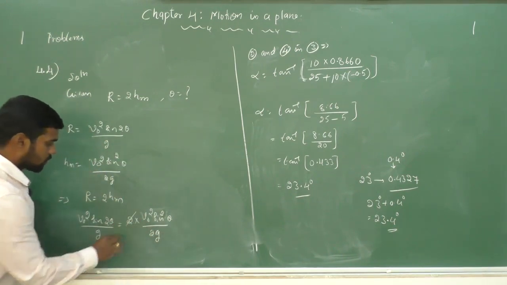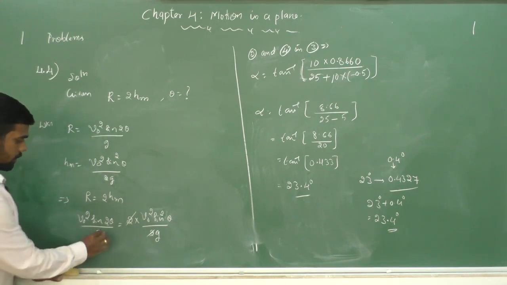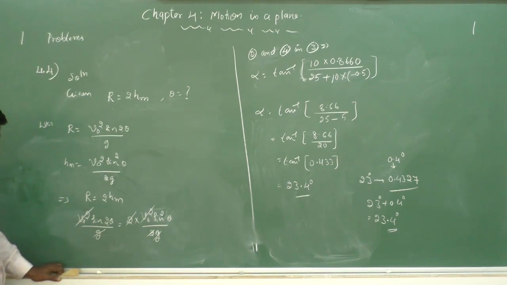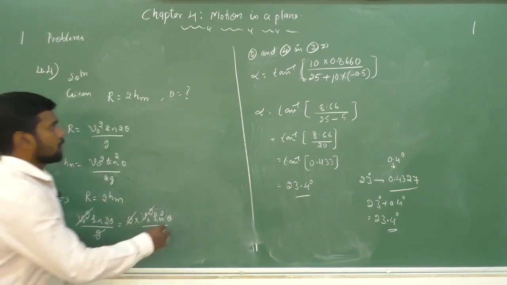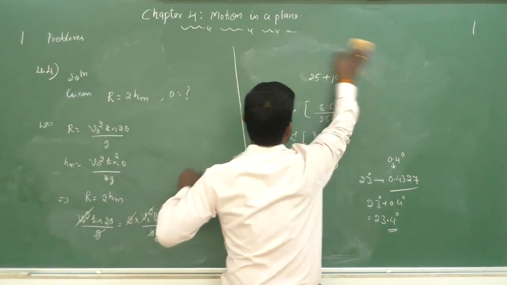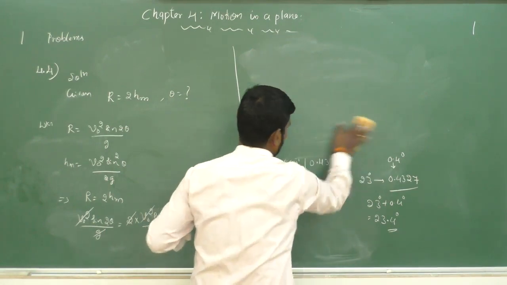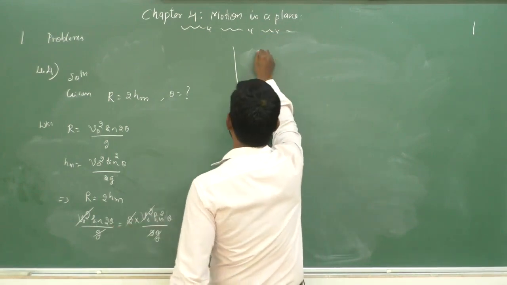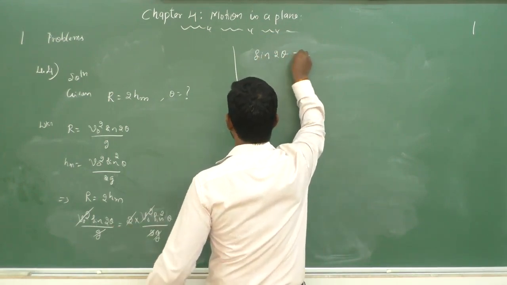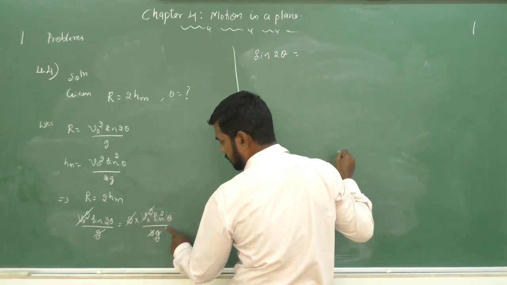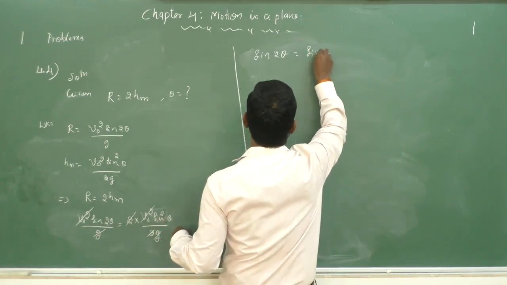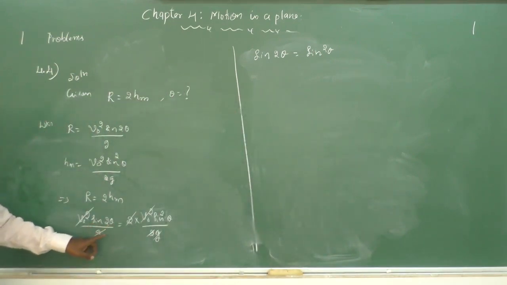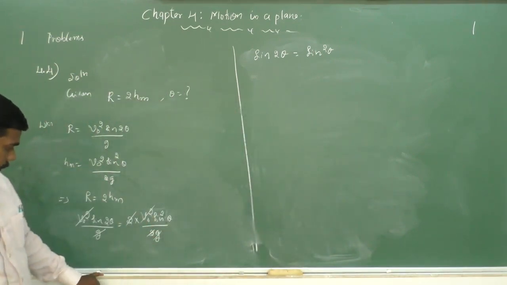Just see here, the 2 and 2 cancel, this g cancels with that g, and v naught square cancels. What are we left with here? Sine 2 theta is equal to sine square theta. We got it, isn't it?